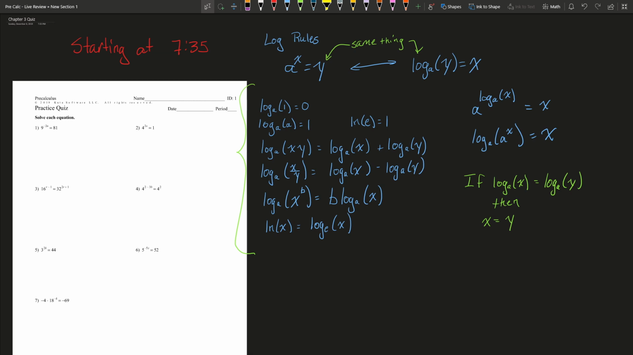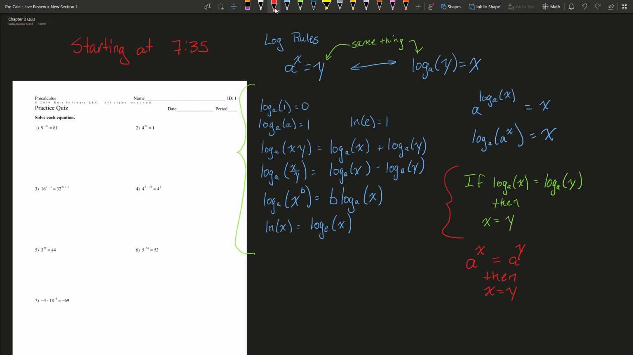So number one, you can do this a lot of different ways. The way I would expect you to do it is to use the one-to-one property of exponentials, which if we rewrite this right here, we can get if a to the power of x equals a to the power of y, then x is equal to y. So that's what we're going to be doing with number one.